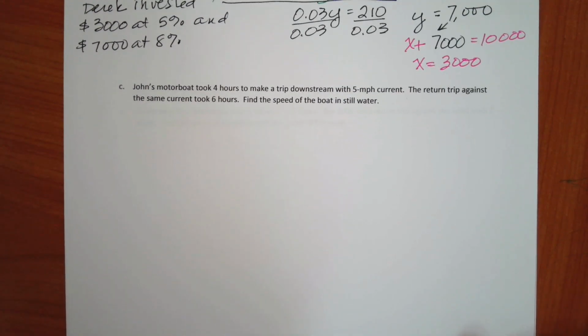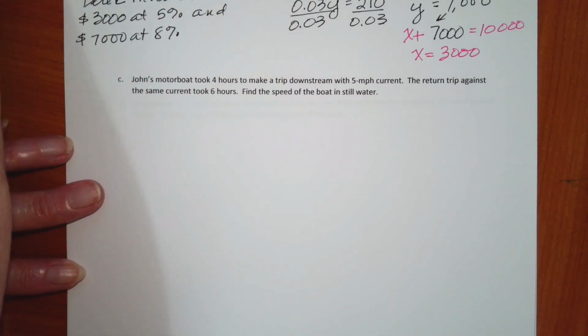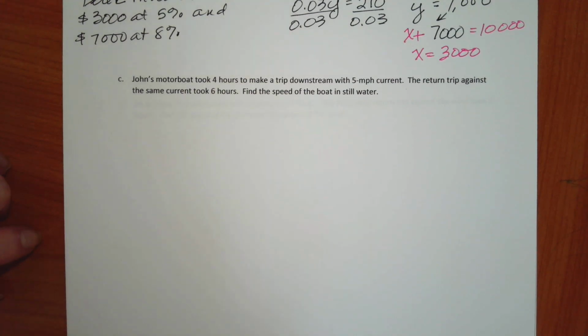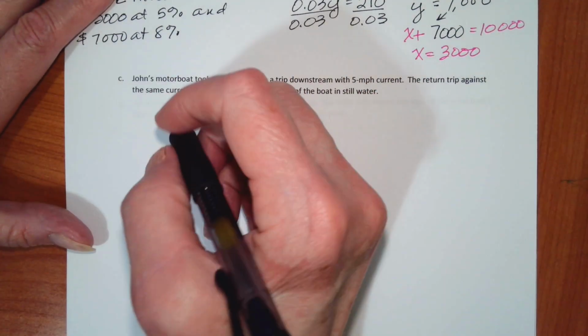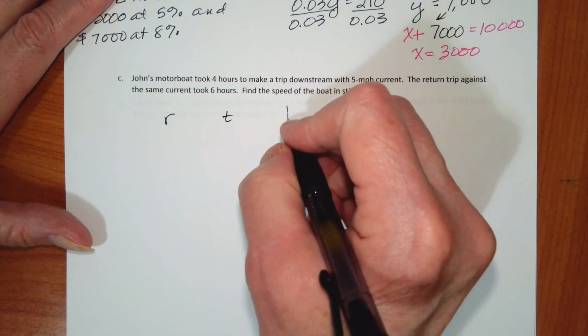Okay, John's motorboat took 4 hours to make a trip downstream with a 5-mile-per-hour current. The return trip against the same current took 6 hours. Find the speed of the boat in still water. All right, so I know I'm going to set up a rate, time, distance table.